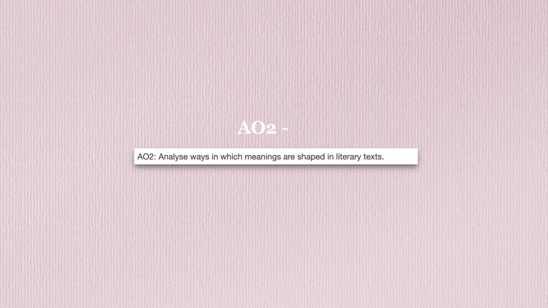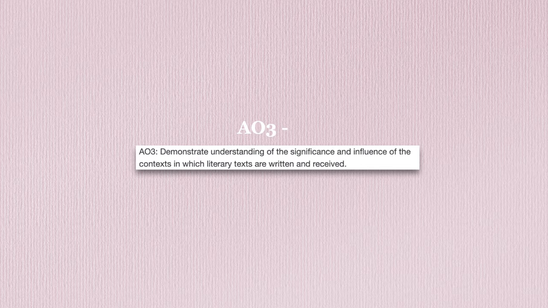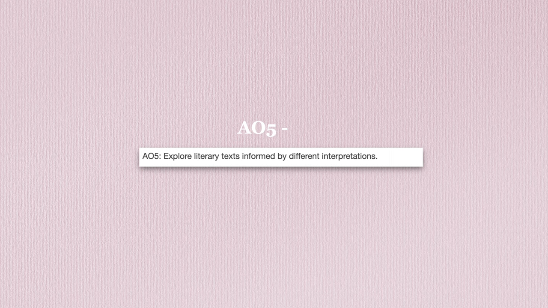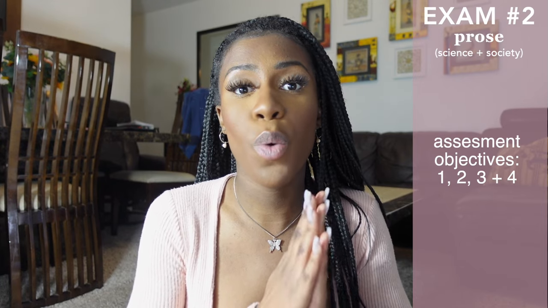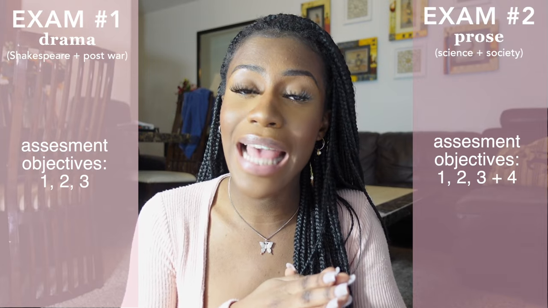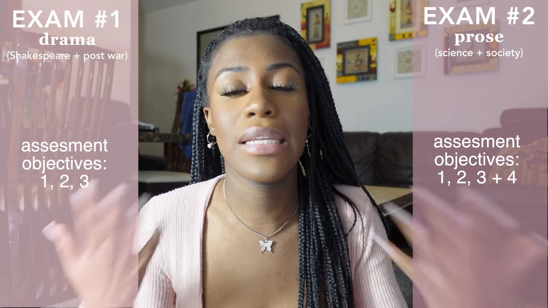AO2, analyze ways in which meanings are shaped in literary text. AO3, demonstrate understanding of the significance and influence of the context in which literary texts are written and received. AO4, explore connections across literary texts, so comparisons. And AO5, explore literary texts informed by different interpretations, so what other people have said about what you are studying. And different AOs are applied to different exams. For example, my prose exam had AO1, 2, 3, and 4, but didn't have AO5. And my drama exam had AO1, 2, and 3, and didn't have AO4.